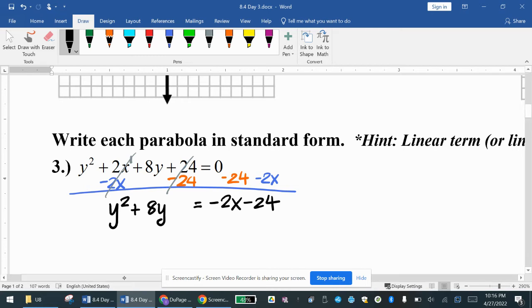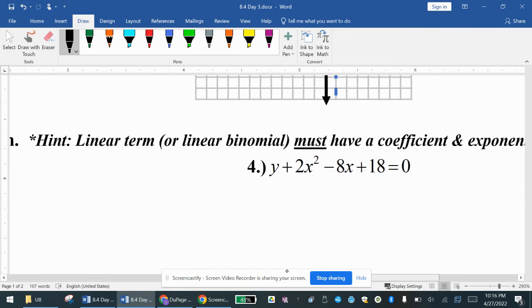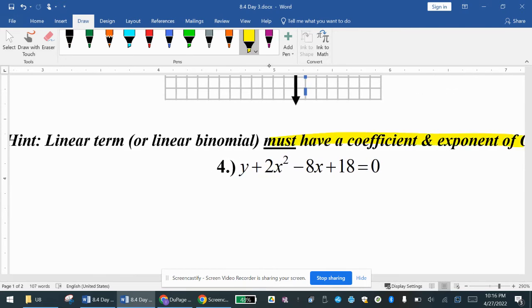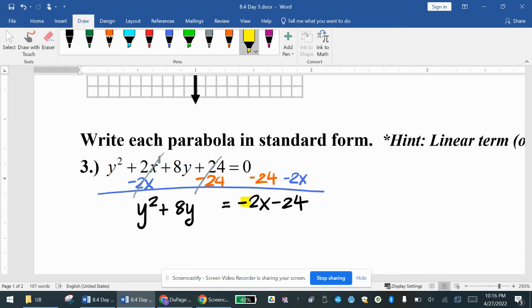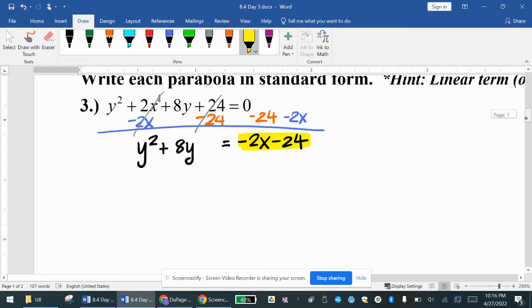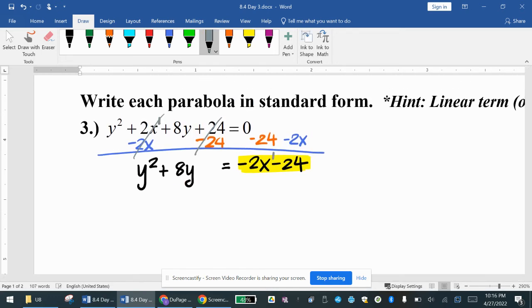One of the things I said on here as a hint: your linear binomial must have a coefficient and exponent of 1. Already thinking about that, I'm not going to be able to leave it like that, because my coefficient and my exponent should be 1. The good news is my exponent is already 1, but the bad news is my coefficient is not 1. I'll show you how to do that. But this has to be written with parentheses and a squared, so we need to complete the square. I'm going to take half of 8 and square it, and I'm going to keep the balance. You always have to make sure you keep the balance.